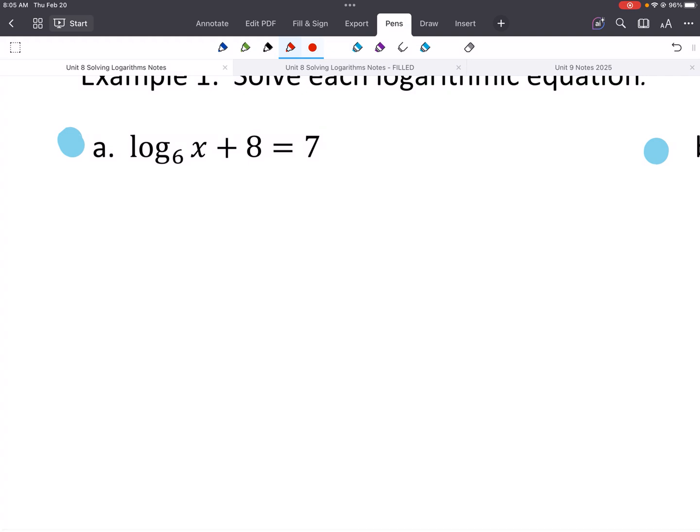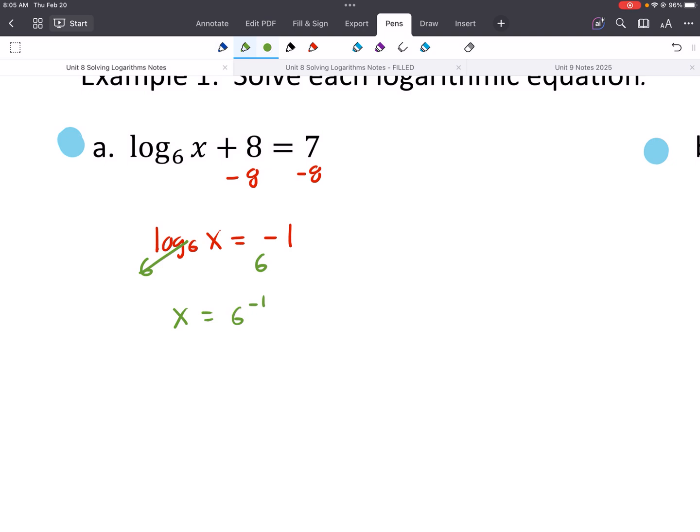If we're trying to solve for x, again, think PEMDAS backwards. We will want to get rid of the logs as soon as we have a single log. So we want to get rid of that 8 first. So we get log base 6 of x equals -1. And then now we can get rid of that log. We'll do base 6 on both sides. So x equals 6 to the -1.